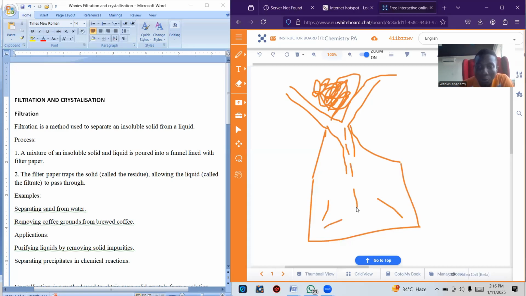And this water that drops inside this conical flask, we call it our filtrate. So the water is called the filtrate.